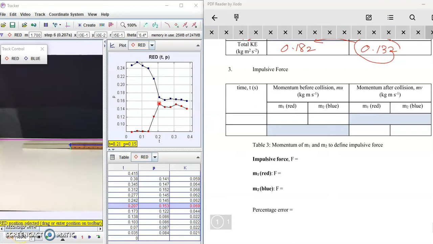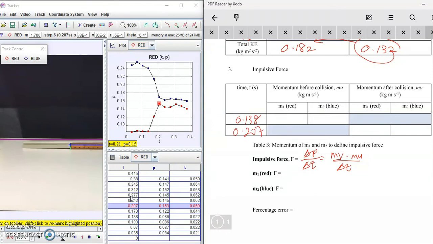To determine the impulsive force of both cars during the collision, students need to know the time interval before and after the collision. So the time interval is the time just before the collision and after the collision. Alright, now impulsive force is equal to rate of change of momentum. So change in momentum equals mv minus mu over delta t. So delta t or time interval is from t equal to 0.14, and right after the collision, when both cars stick together, it is 0.21.